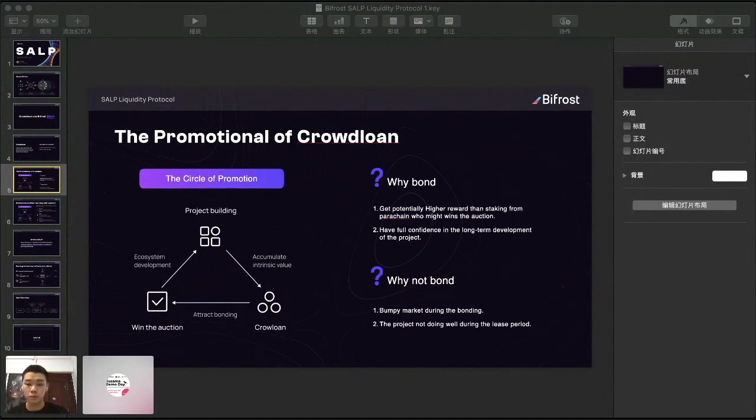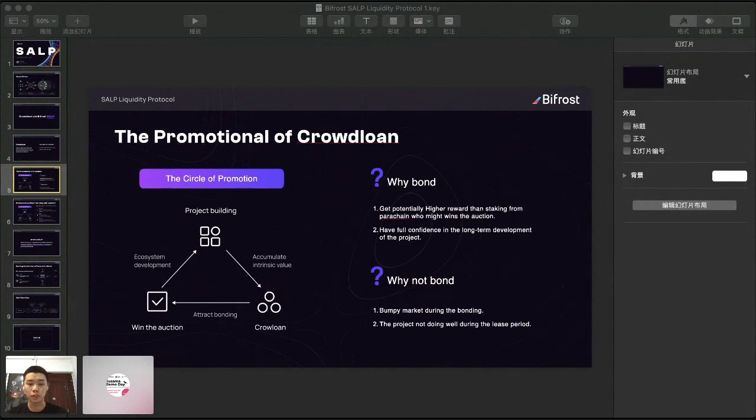If we take a look at this triangle, we can see the healthy cycle based on the Crowdloan promotion, because it's not easy for projects to get a parachain by themselves. So Crowdloan is the core to push projects to accumulate their intrinsic value at the beginning, to attract funding for the Crowdloan in the future after a long journey. So they need to accumulate and share with the community what they are doing, and the community can see it.